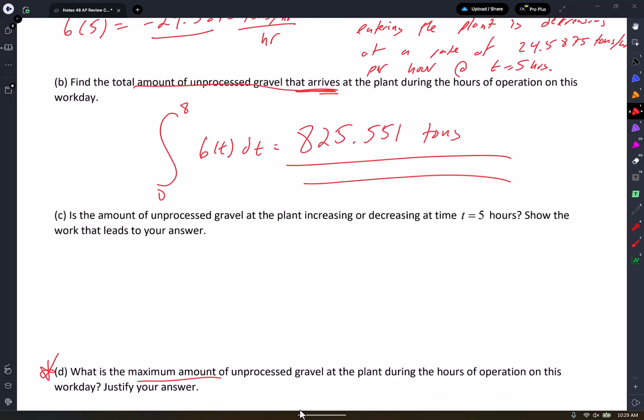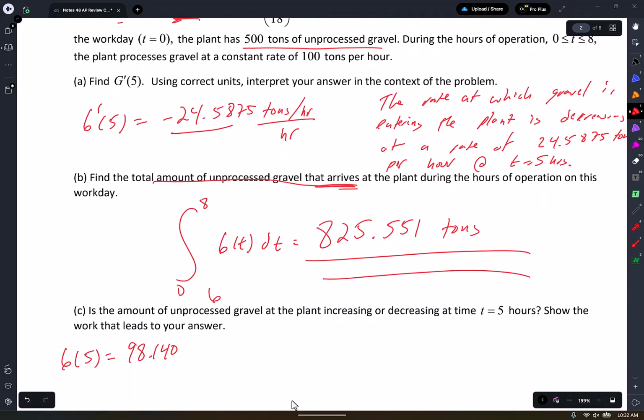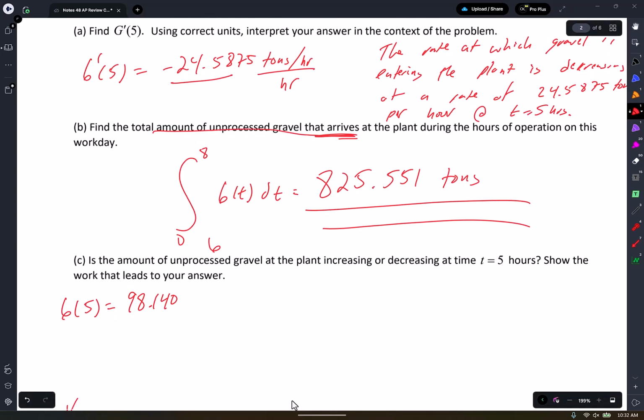Letter C. Oh, I think this is going to make us work maybe. Is the amount of unprocessed gravel at the plant increasing or decreasing at T equals 5 hours? Show the work that leads to your answer. Okay, let me read that again. Oh, okay. I don't know. So unprocessed gravel, that's G, and they want to know, is the amount of G increasing or decreasing?